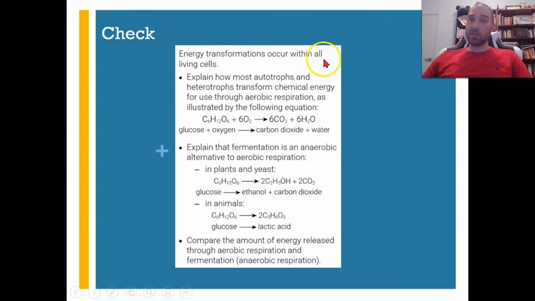So energy transformations occur within all living cells. Autotrophs and heterotrophs transform chemical energy using aerobic pathways, using oxygen. Fermentation can occur without oxygen, and that produces in plants and yeast carbon dioxide and ethanol, and in animals it produces lactic acid. And you get far more energy being released from the aerobic pathway compared to the anaerobic pathway.